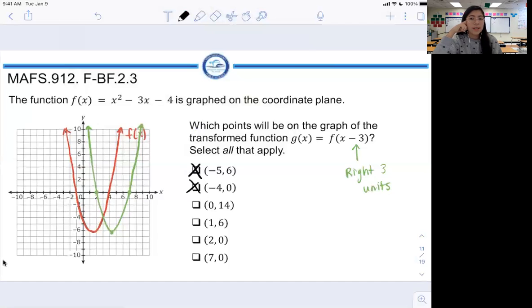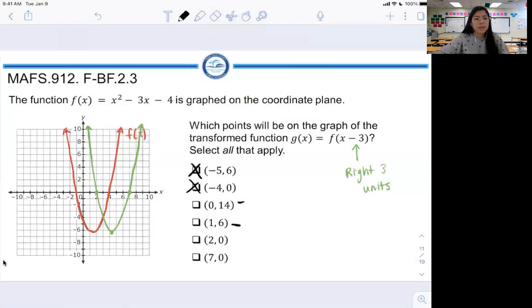Well, 0, 14, is it in the box or is it out of the box? It's out of the box. So can I tell right now if it's going to work out? Hard to tell. So I wouldn't rule it out completely quite yet. It might work out, it might not. We'll have to see. So I'm going to leave that one. What about 1, 6? Yeah, I sketched it out. It's not a perfect sketch, but it does look like that's going to line up. So I'm going to leave that one.